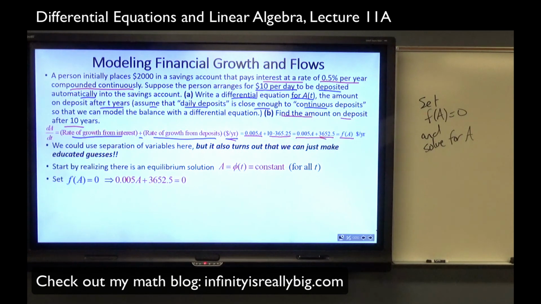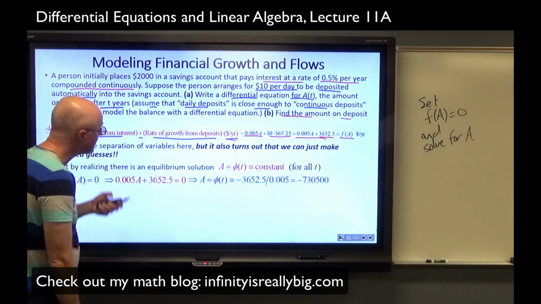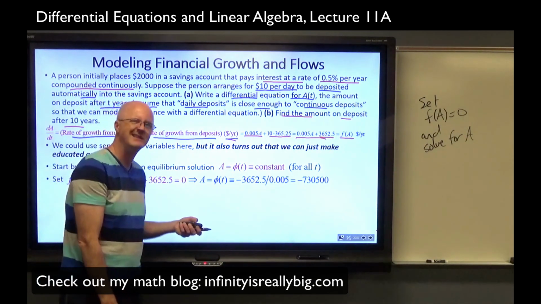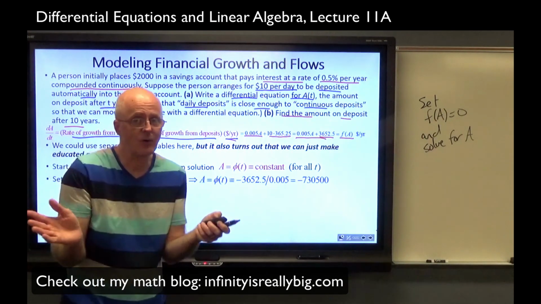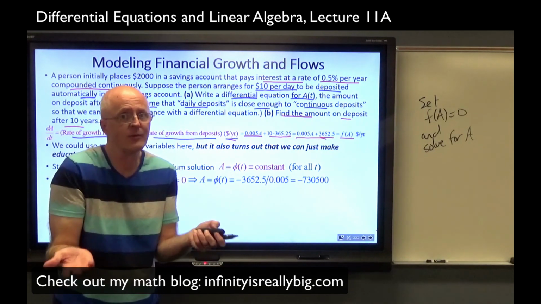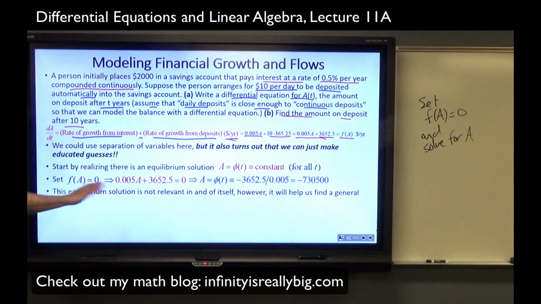Set the right-hand side function equal to 0, solve for a. So we get 0.005a plus 3652.5 equals 0. Subtract 3652.5 from both sides and then divide both sides by 0.005. And you get negative 730,500. A negative amount? Yeah, it's okay. Now, of course, there's not going to be a negative amount in that account, but this is helpful in finding the solution that we are after. The equilibrium solution is not relevant in and of itself. However, it's going to help us find a general solution.